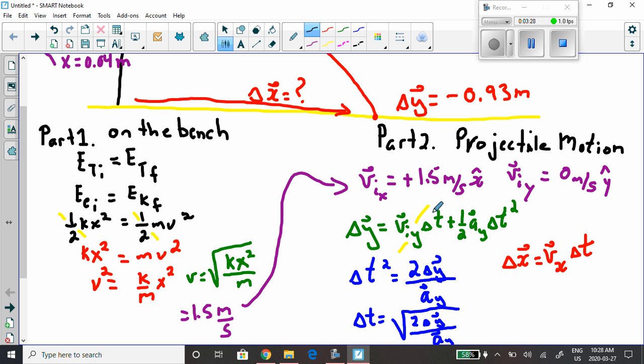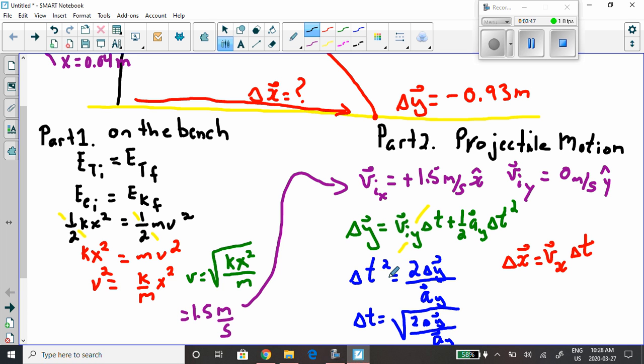I'm then going to use this equation right here because I know the y displacement. I know initial velocity y is 0. I know I'm on the planet Earth, so acceleration is negative 9.8 meters per second squared. Initial velocity y is 0, so this whole term is gone. Bingo, bango.